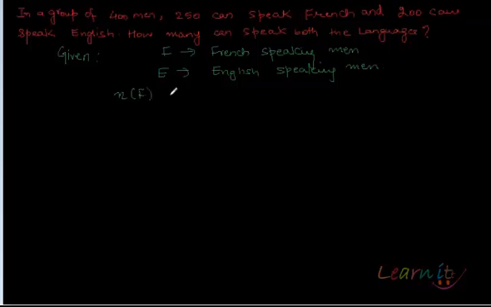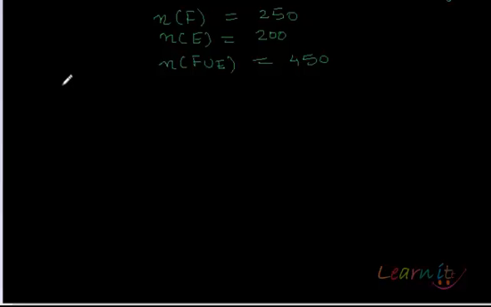So what is given to us is that the number of men speaking French is 250, and the number of men speaking English is 200. Also, there's something else that we know. We know that the total number of men is 400, so the union of French and English is 400. We need to find out the number of people who speak both, so that means the intersection.